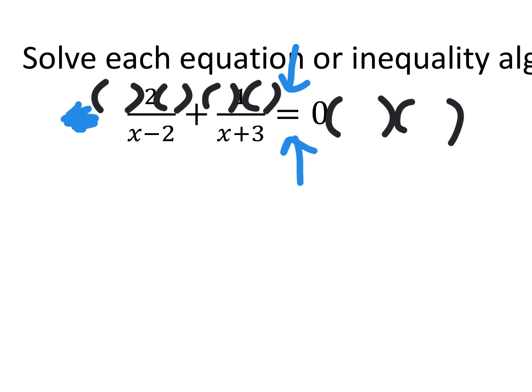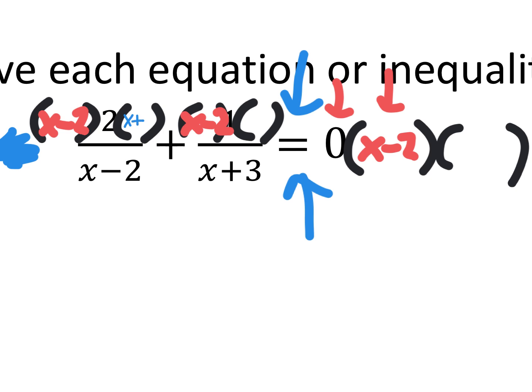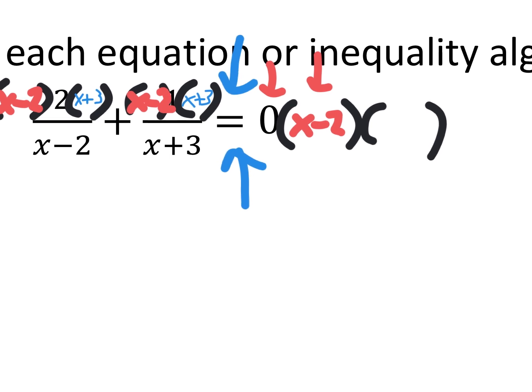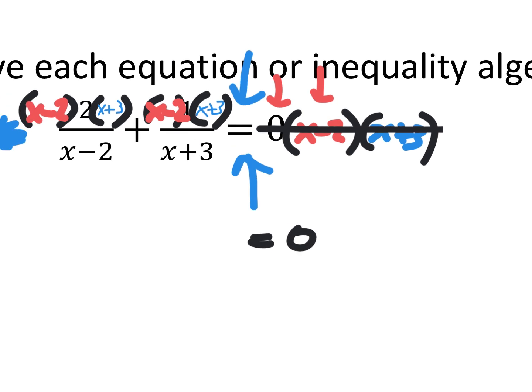So the thing I'm going to multiply by first is x minus 2. Do it there, and there, and there. Now this one over here is kind of irrelevant because 0 times anything will make it 0. So that's just going to 0 out. The other denominator we have to multiply by is the x plus 3. So I'm going to do that here, and here, and here. But as I said, multiplying by 0, this whole thing just zeroes out. It's gone. It's still equal to 0.